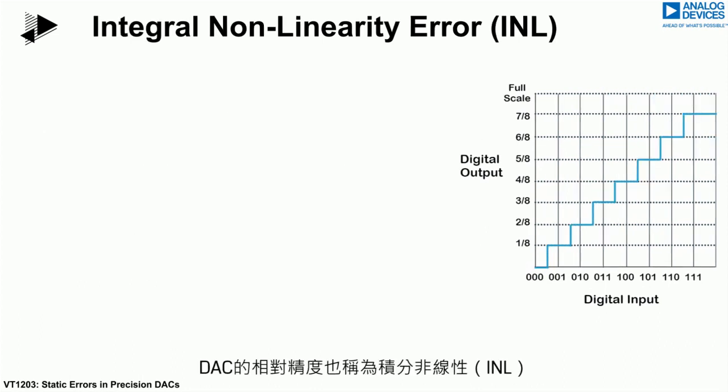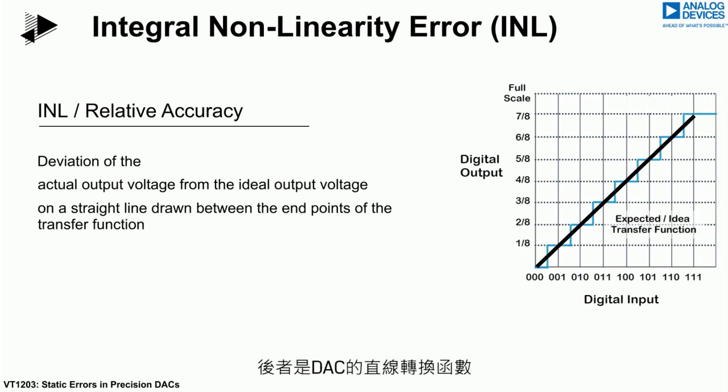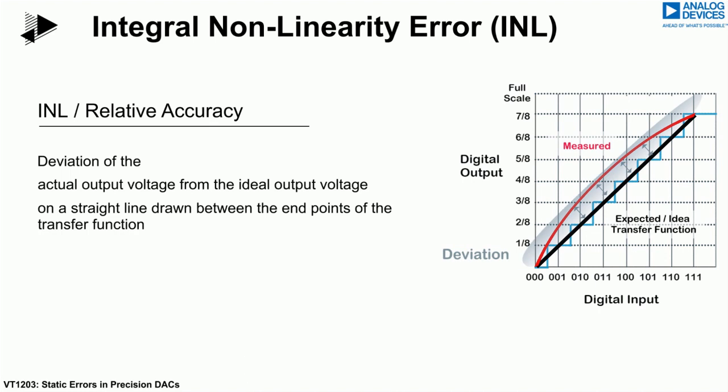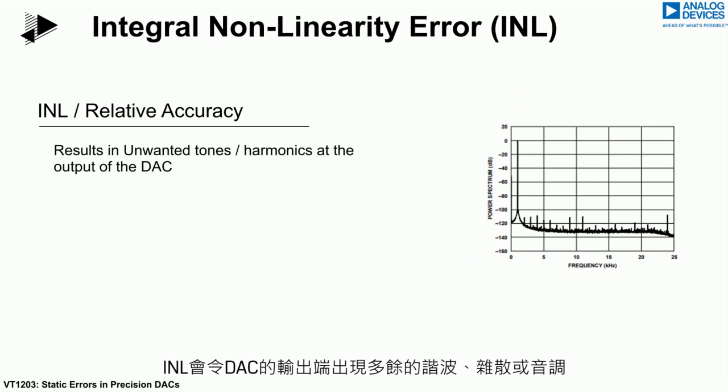The relative accuracy of a DAC is also known as integral nonlinearity, or INL. INL is the deviation of the actual transfer function from the expected, which is a straight-line transfer function of the DAC. INL results in the addition of unwanted harmonics and spurs or tones at the output of the DAC.